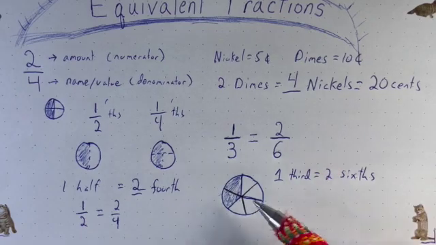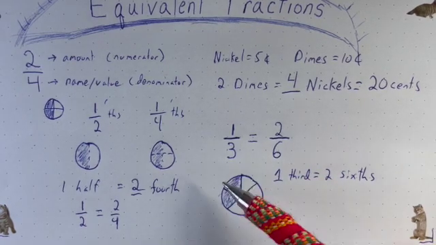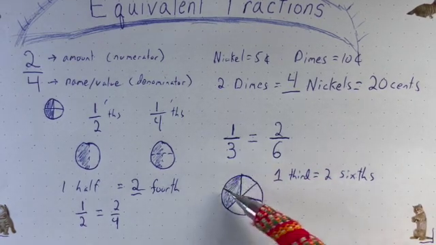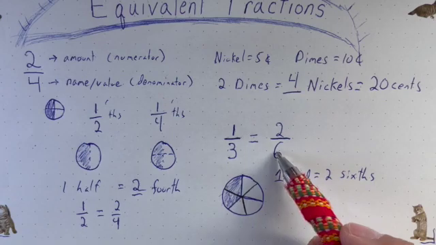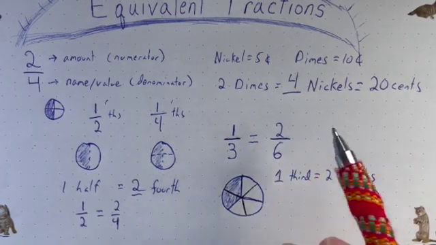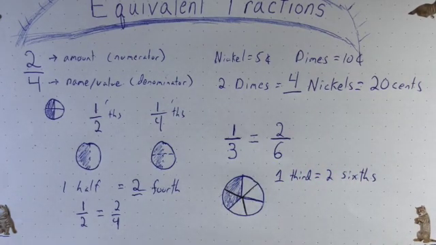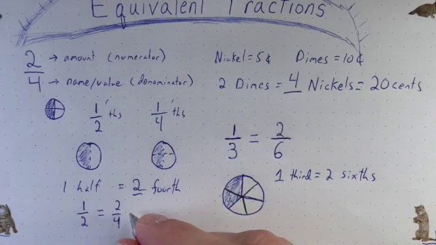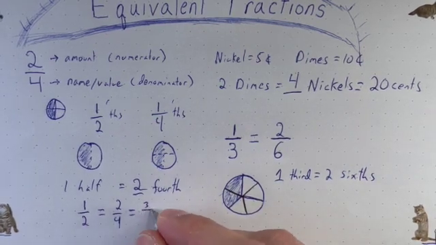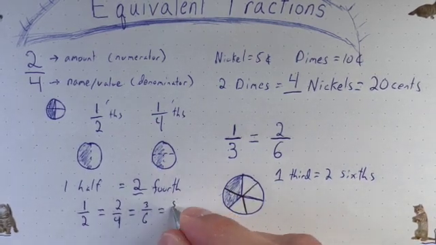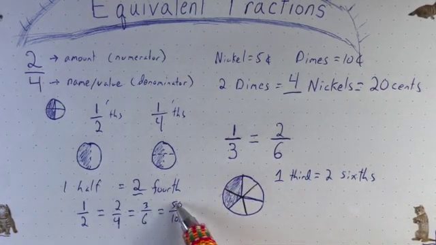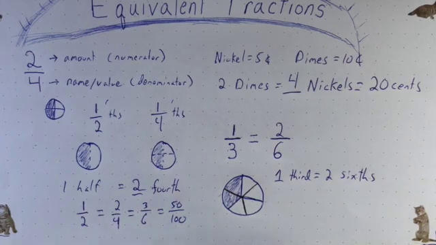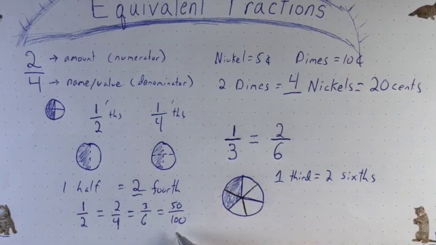So in the end, equivalent fractions is essentially writing the same amount in 2 different ways. So I can write 1/2 as 2/4, or I could write 1/3 as 2/6. And every fraction can actually be written in a whole bunch of ways. So I could write 1/2 as 3/6, or 50 hundredths. And an interesting thing is this part is half of that part. So that's another relationship that equivalent fractions have.